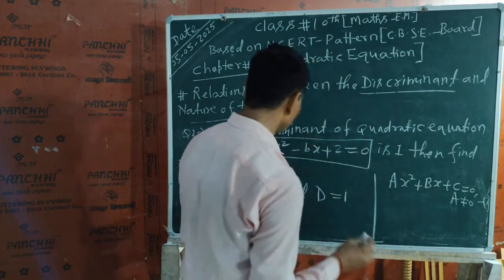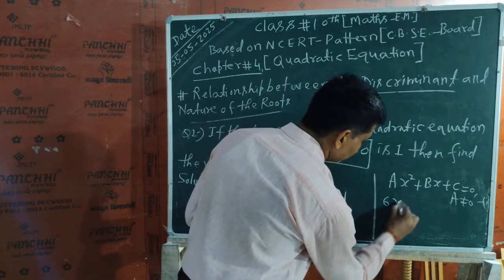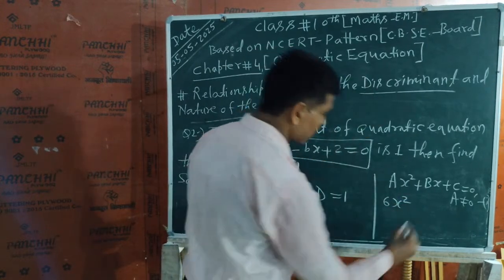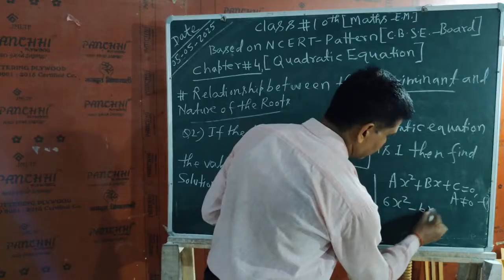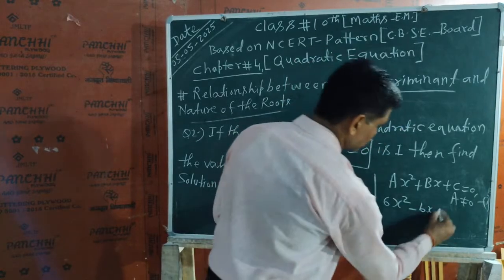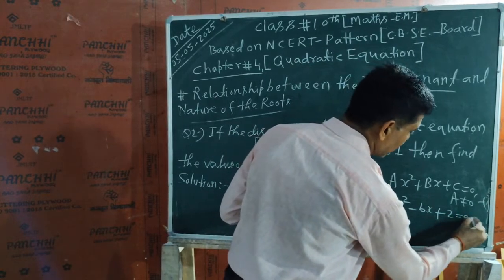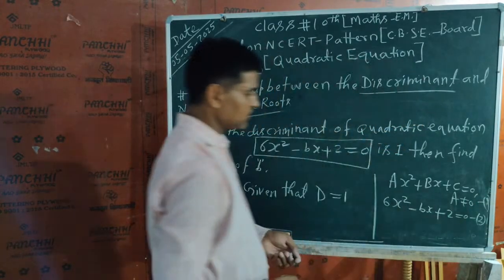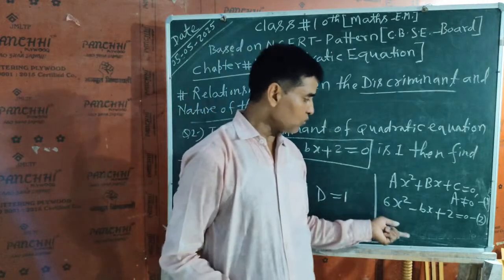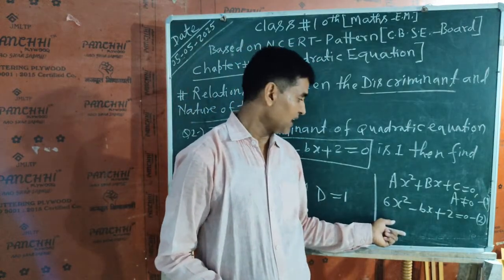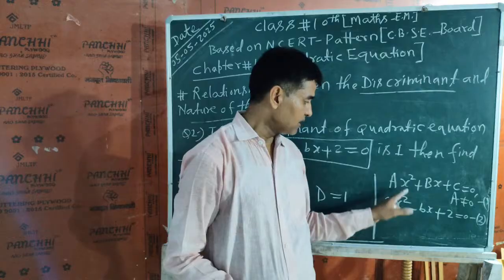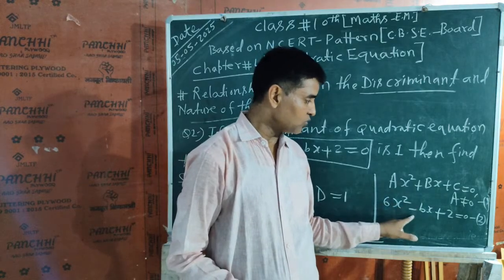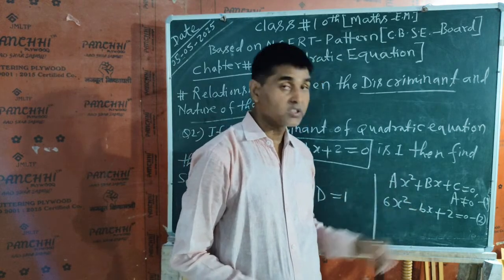Again, given quadratic equation, here I will write minus 6x square minus small bx plus 2 which is equal to 0. I will say this is the equation number 2. Okay student, so I will write one statement, that statement will be like this: we have to compare equation number 1 and also equation number 2 from both equations.